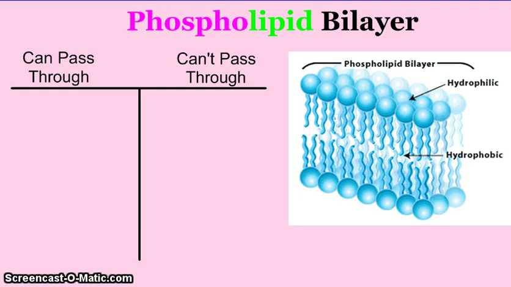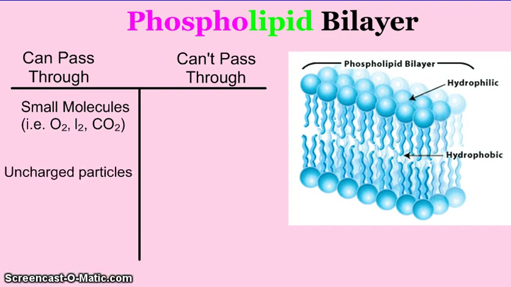So what can pass through the phospholipid bilayer? Remember, it's a selective membrane, so it does have openings in it which can allow certain molecules through. In this case, it allows small molecules. I have some examples here: oxygen, iodine, carbon dioxide. These things can slip through the small holes in the phospholipid bilayer and enter or exit the cell through diffusion, from high concentration to low. The other kind of thing that can move through is uncharged particles. So this means they have no positive or negative charge.